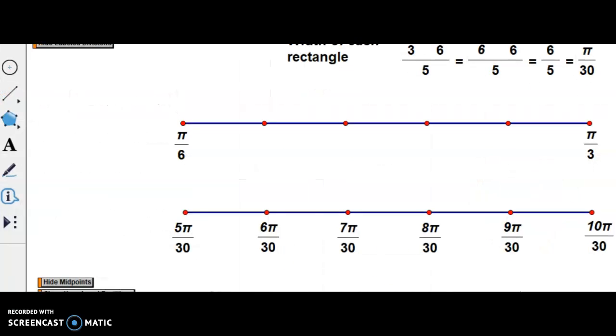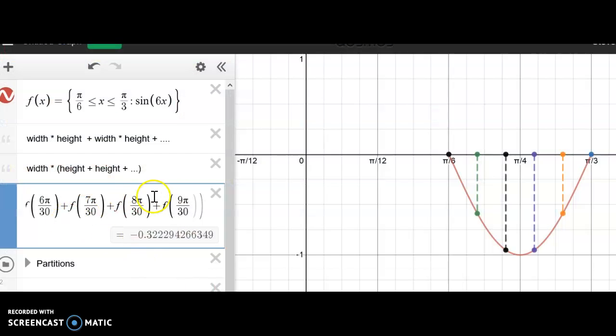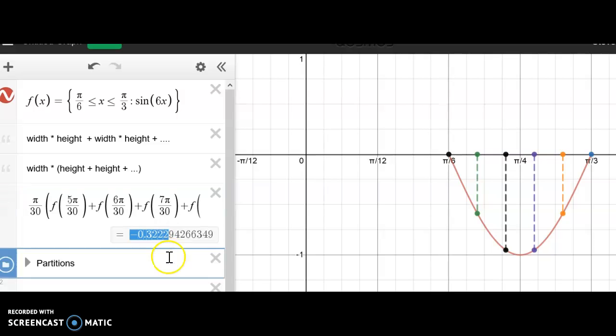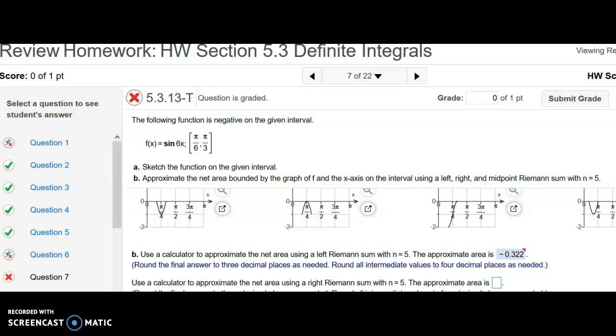So let me go back to my sketch here. I'm using the left one, so I'm using this one, this one, this one, this one, this one, but not this one. If I look at my calculation, 9 pi over 30 was my last one, and 5 pi over 30 was my first one. It's times the width each time, and that gives us an area of negative 0.3222, or 0.3223 if you round up. Now, as we go to answer this, whoever I'm correcting here will probably get some free homework done. You're welcome.